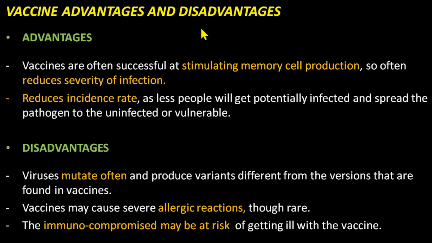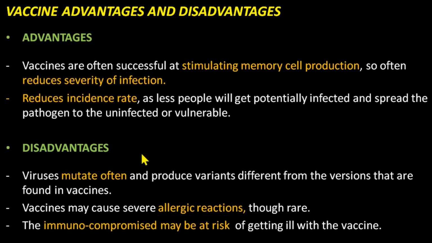So what are some advantages and disadvantages of using vaccines? First of all, vaccines are often successful at stimulating antibodies and memory cell production. So it often reduces the severity of the infection. Even if you do get infected, you would fight it off fast enough that you don't get the full blow of signs and symptoms. It also reduces incidence rate, so fewer people will get potentially infected and spread the pathogen to the uninfected or vulnerable. This is called herd immunity.